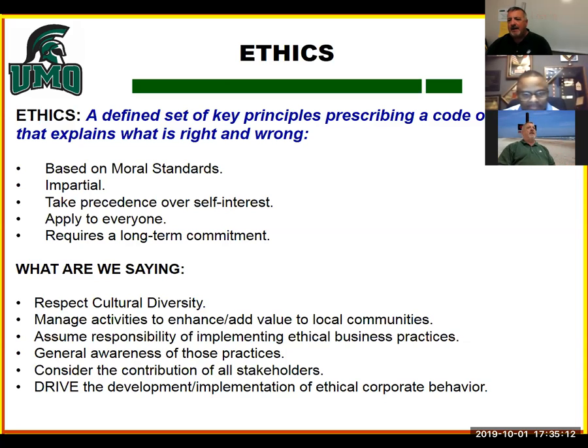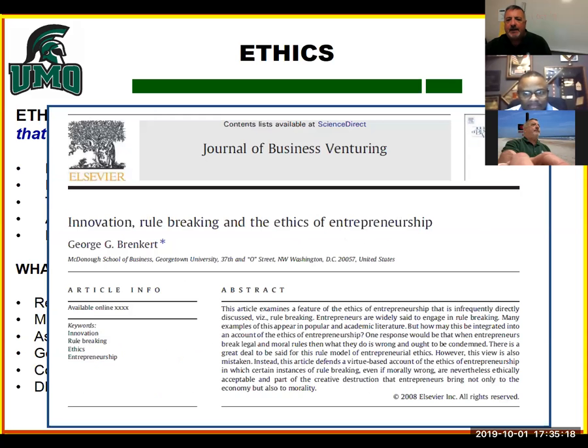And I sent out an article that's worth your while. It's a little dated, but it's called Innovation, Rule Breaking, and the Ethics of Entrepreneurship. If you ever want to know how to write an abstract, here's one that shows how to do it. It's a synopsis of what you say in the article, not "I'm going to cover this, cover that, cover X, Y, and Z." But it's interesting that a feature of ethics in entrepreneurship is people that are consistently breaking the rules.